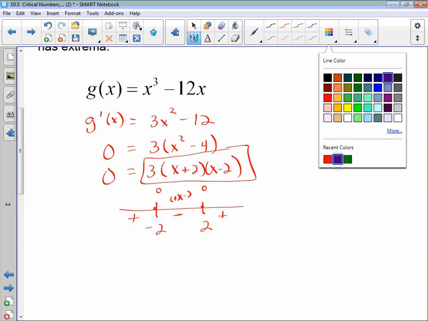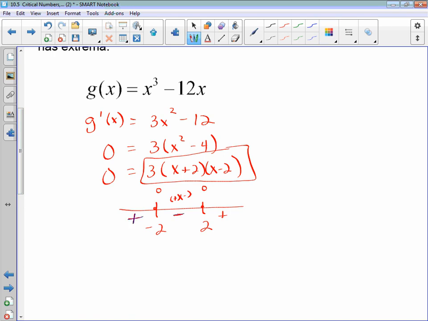Change colors here so you can see what we're doing. Okay, so we know at negative 2 and at 2 it's going to change direction. Something's going to happen. So we need to think about if it's positive, that means the original graph is increasing until we get to negative 2. Then between negative 2 and 2, your graph is going to be decreasing. And then at 2, it's going to start increasing again.